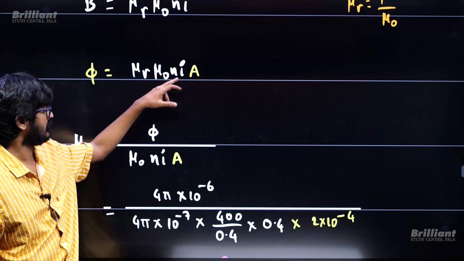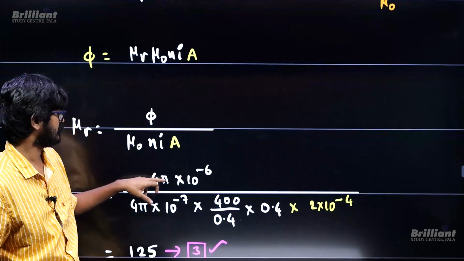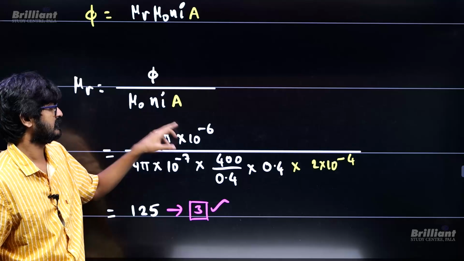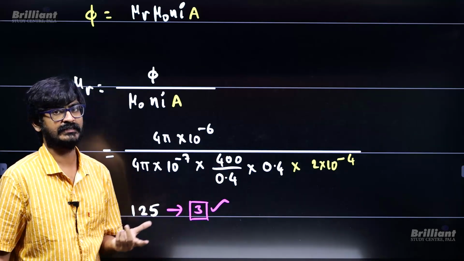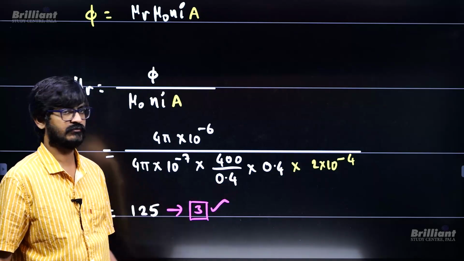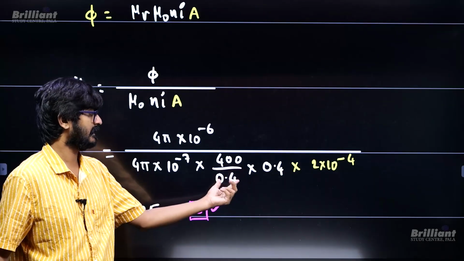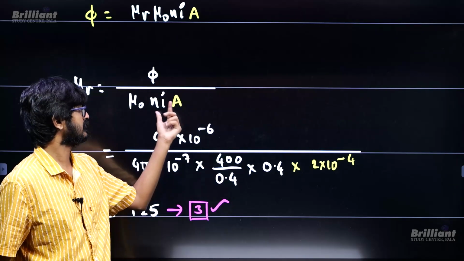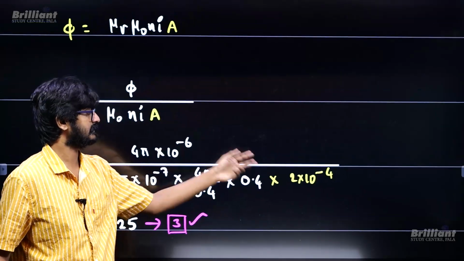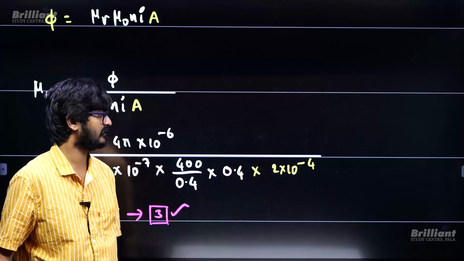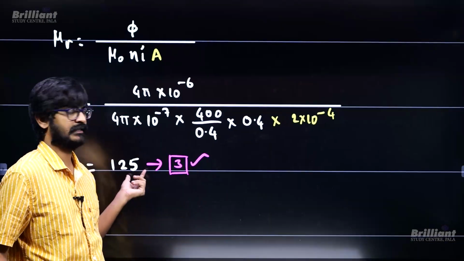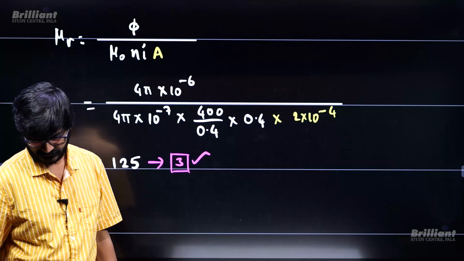Flux is mu naught N i into A. This value is given in the question. You know this value, the number of turns per unit length. Number of turns is 400 and length is 40 centimeters, which is 0.4 meters. So number of turns by length, the number of turns per unit length. Current is 0.4 amperes. Area is given as 2 centimeter square. Centimeter square is 10 power minus 2 whole square, which will be 10 power minus 4. When you do the calculation, you will end up getting 125.